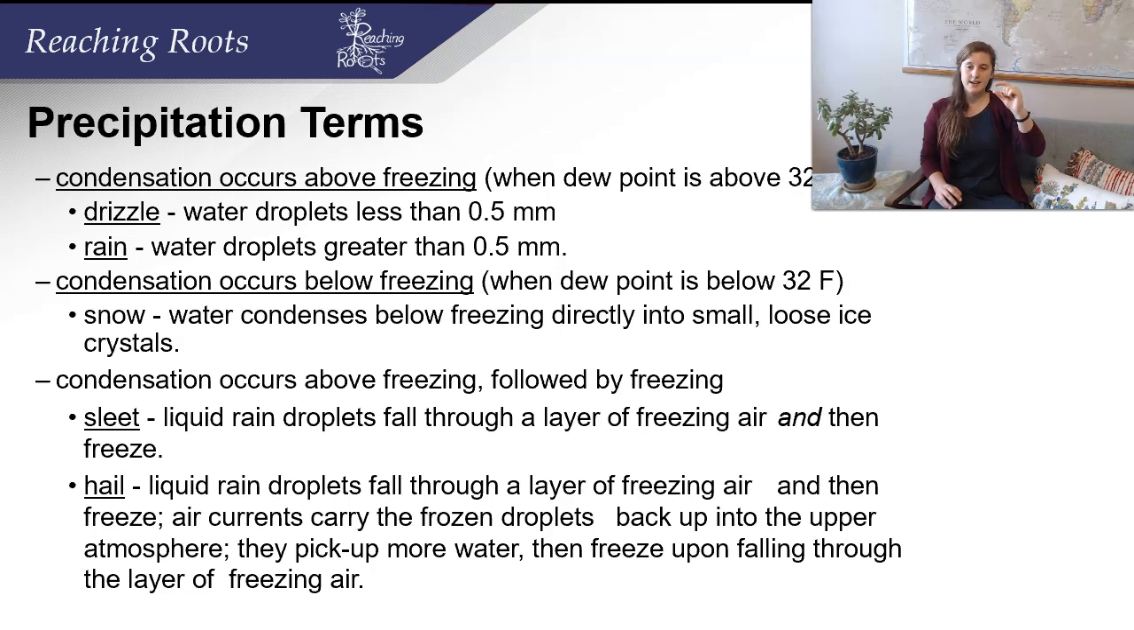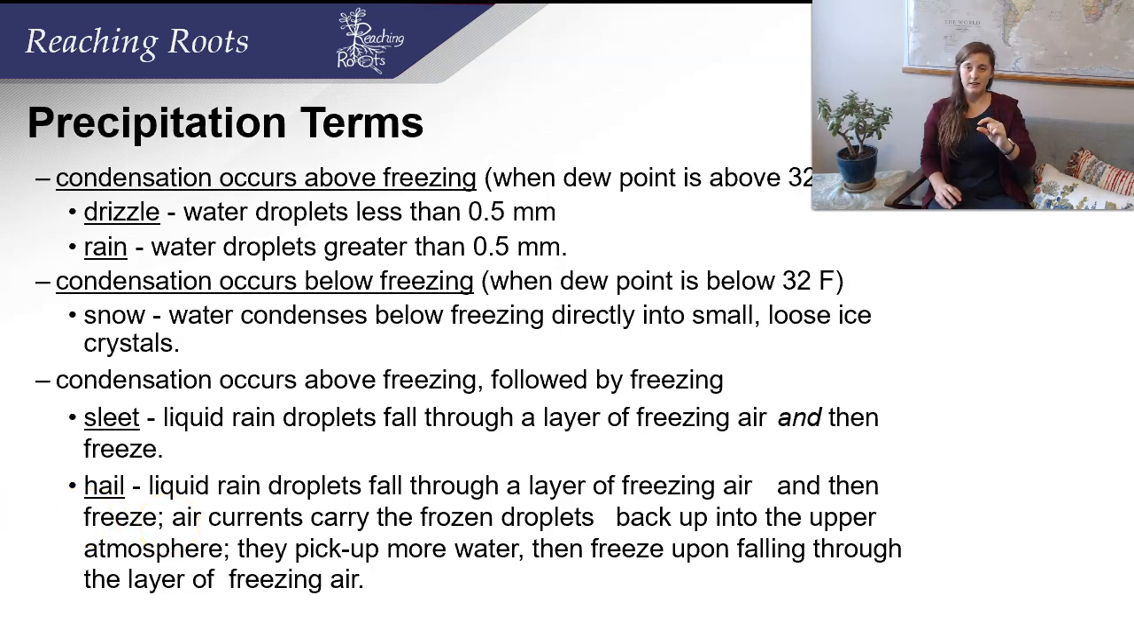If that frozen droplet of rain then has more water condense on it, and then falls through another cold area, it will get frozen again. What happens is this droplet keeps getting larger, which is how we form hail. The larger the hail, the more layers of coldness and condensation that's occurred on that specific droplet, making it larger.